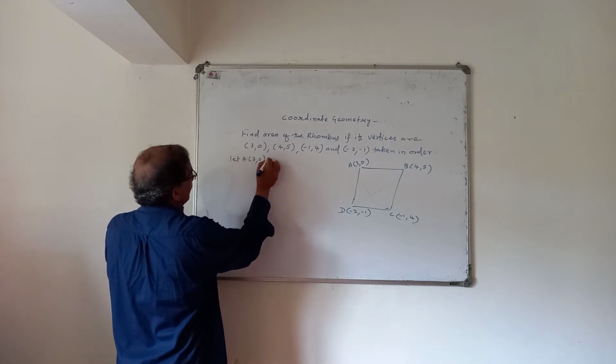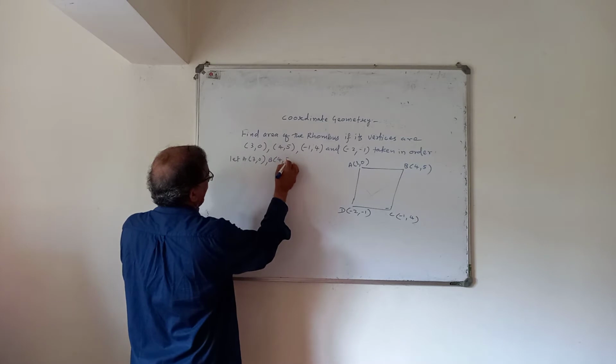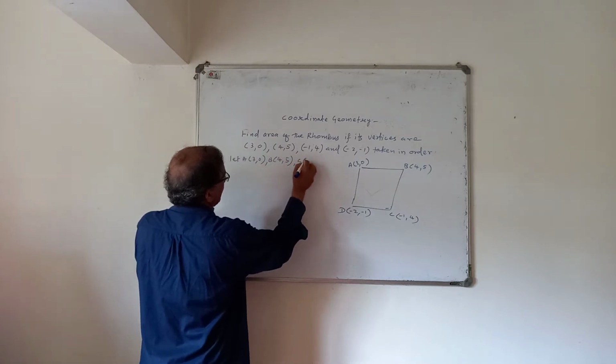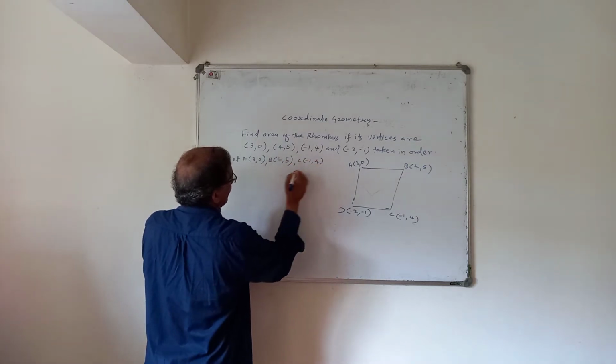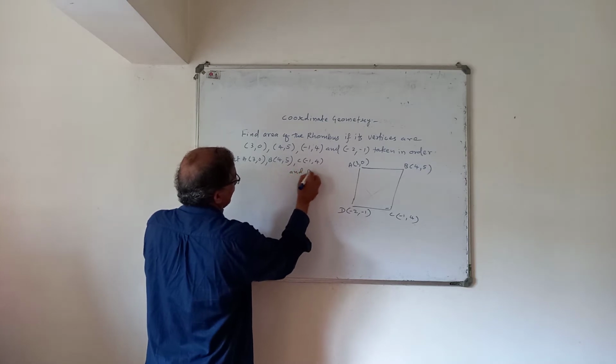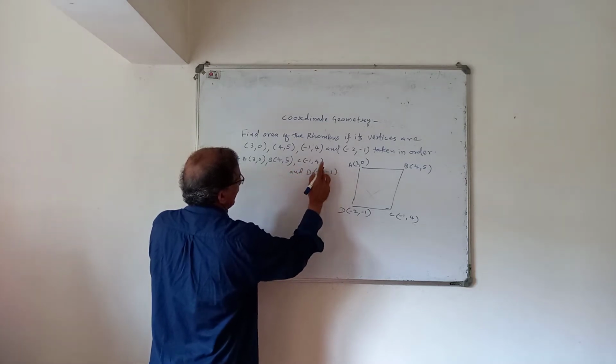Right, now like A (3, 0), B (4, pi), C (-1, 4), and D (-2, -1). And we want to find what?